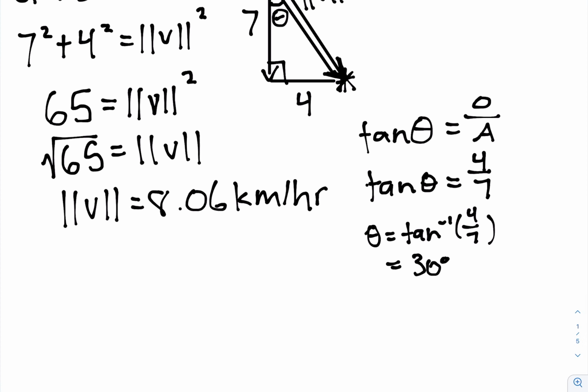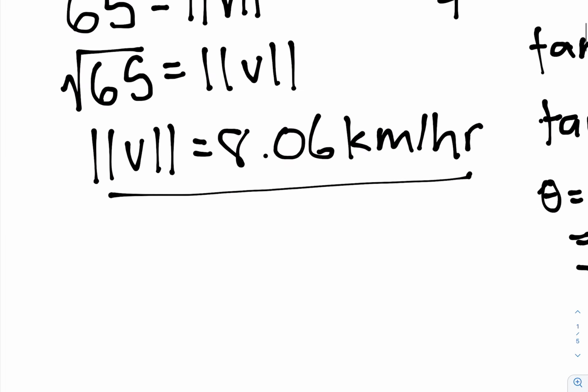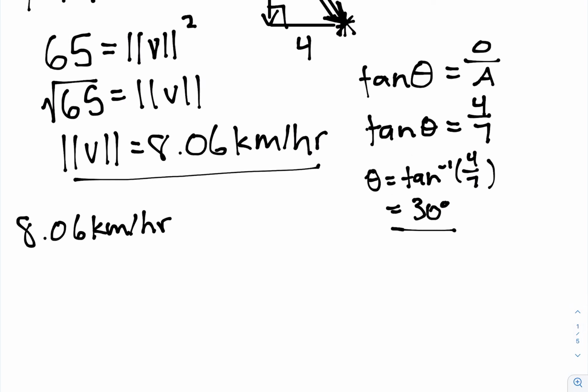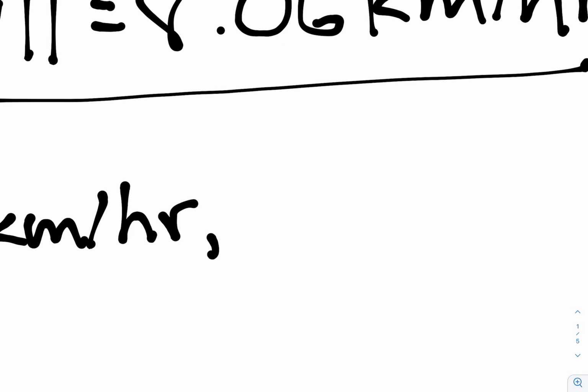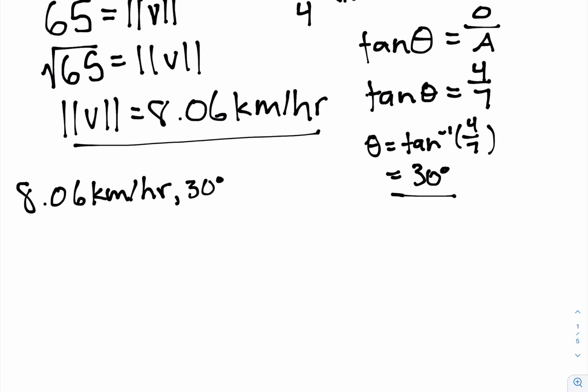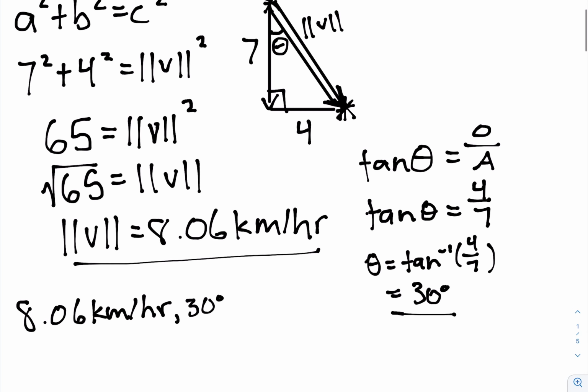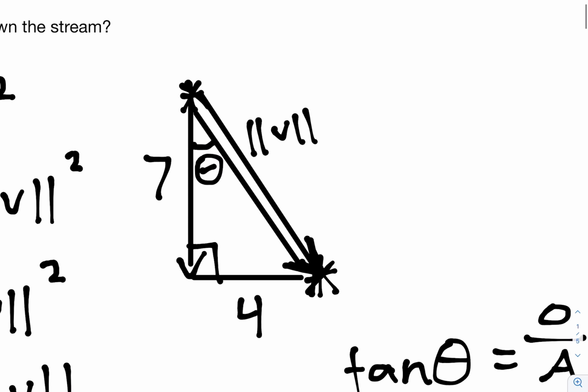So our final answer here, we have the magnitude, we have the direction. So we're going to say that she's traveling 8.06 kilometers an hour, right? And now for the direction, it's going to be 30 degrees, which we just computed. And we can't just say 30 degrees because if someone didn't read the question, they would have no idea what that means. So we have to say, like, 30 degrees where? So if the 7's going south and the 4 is going east, that means that this angle here is 30 degrees east of south.